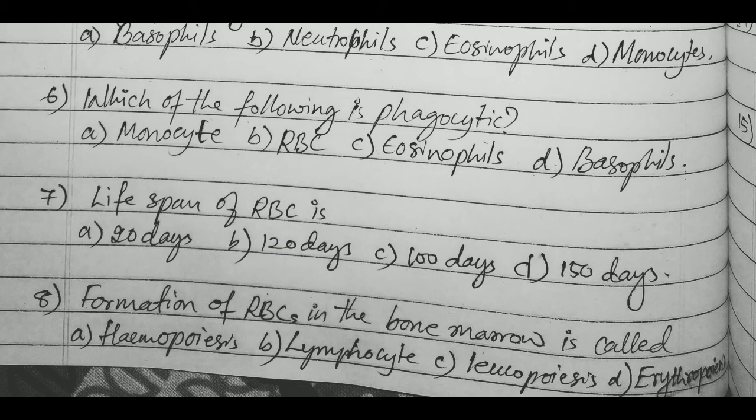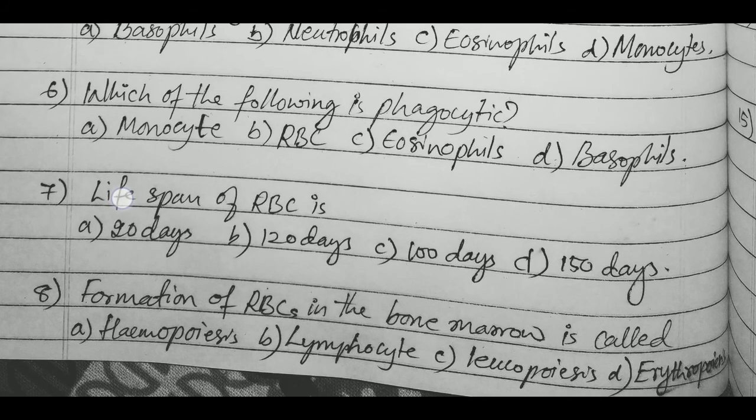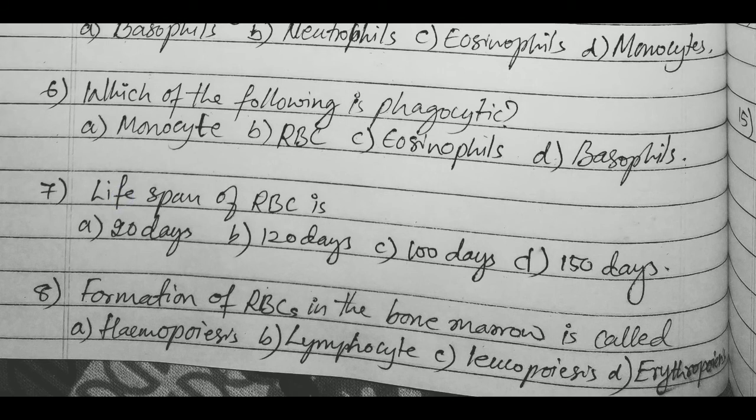Eighth question of today's video: the formation of RBC in the bone marrow is called hemopoiesis, lymphocyte, leukopoiesis or erythropoiesis. Now you need to understand this. The word RBC is mentioned here. If the question was what the process of production of blood is called, it would be hemopoiesis. Hemo refers to blood, and poiesis means formation, generation or production. Hemopoiesis is the process of production of blood cells from bone marrow. Lymphocyte is a type of cell, so it's not a process.